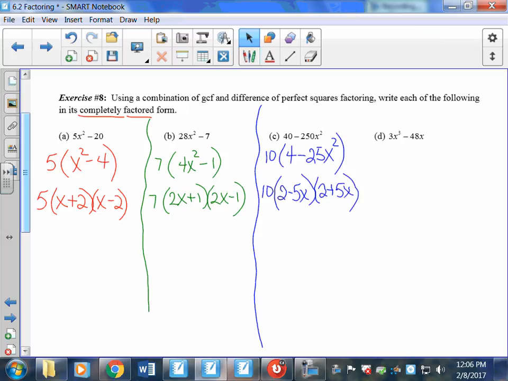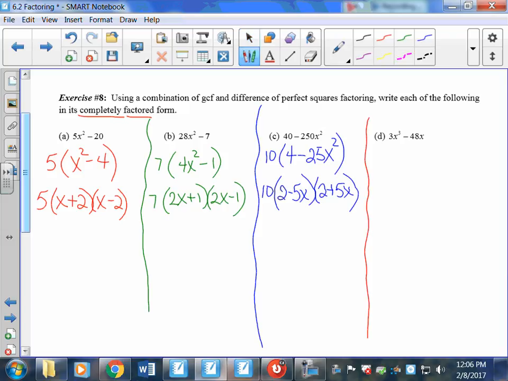And the last one. Now this one I can take out a 3 and an x, and I'm left with x squared minus 16. So keep the 3x on the outside, x plus 4, x minus 4.